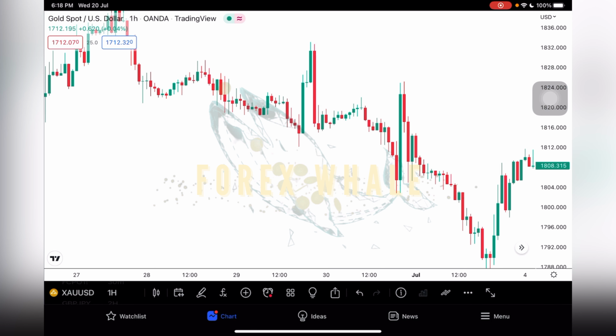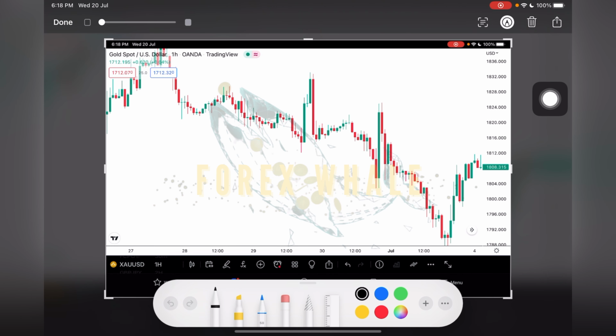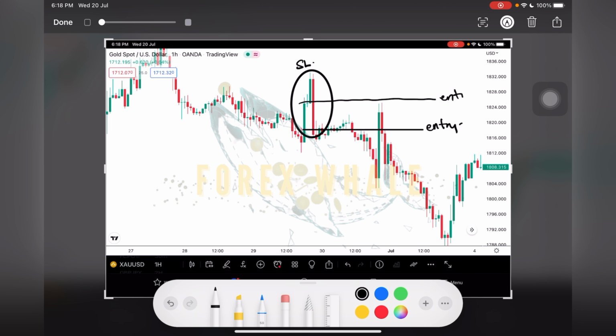Just take a screenshot. So this is the bearish engulfing that you have identified. Your stop loss would be somewhere around here, and then maybe your entry point is right after. So your entry point would be here. And then you have your second entry somewhere around that candlestick area. Your stop loss still remains.